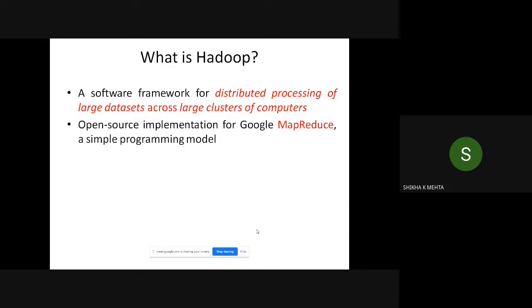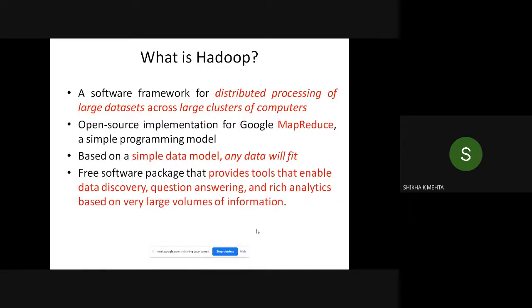So why are we calling it open source? Because Hadoop is open source and it was developed by Yahoo, not by Google. But Hadoop is using the research implementation, or the research output, of Google only. So it is based on a simple data model called any data will fit. That means you can upload and store any kind of data into Hadoop, that is the HDFS component of Hadoop. And it is a free software package which can be used.